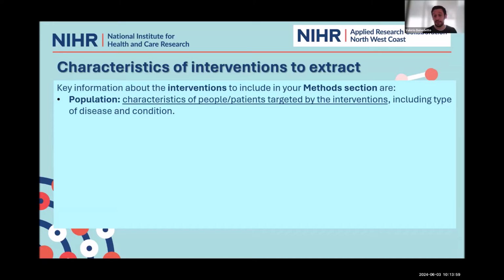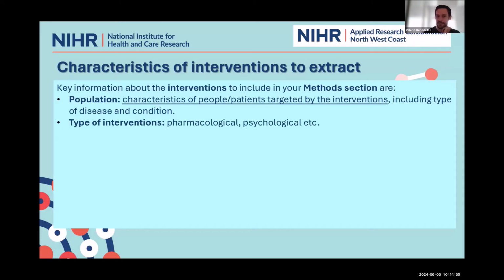For example, it might be an intervention for people with diabetes, cancer, dementia, or people with some kind of disorders. So we just want to know the type of disease or condition affecting that specific population. Or there might be no disease or condition, might be generically a population, for example, young people or elderly people, something like that. So it doesn't necessarily have to be somebody with a specific problem or clinical problem.